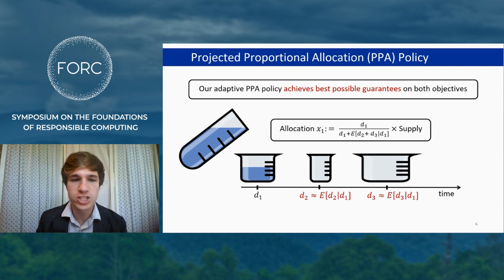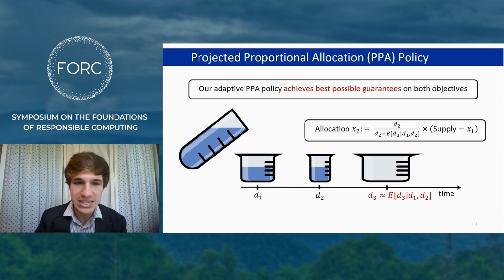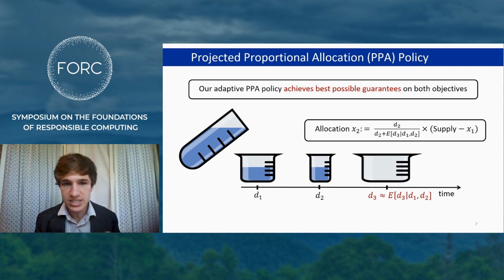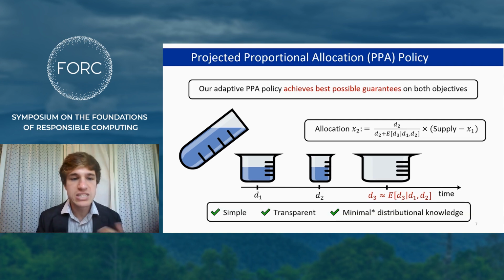After observing the first demand, we're going to allocate proportional to the future demand which is expected. After observing the second demand, we're going to adjust our future expectations and allocate again proportionally based on the supply that we have left. This policy is adaptive, so it is able to take advantage of correlation, but it's also simple and transparent and requires minimal distributional knowledge. All we need to know are conditional first moments.